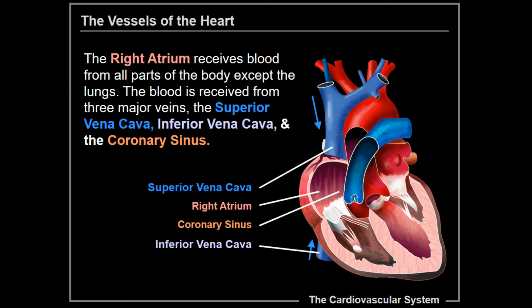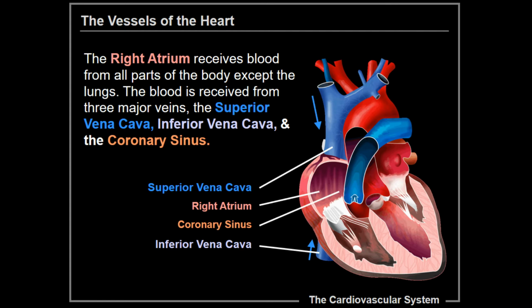The right atrium receives blood from all parts of the body. This is going to be oxygen poor blood, coming from all parts of the body where, clearly, since it's oxygen poor blood, it will have been used up by all the tissues out in the body.